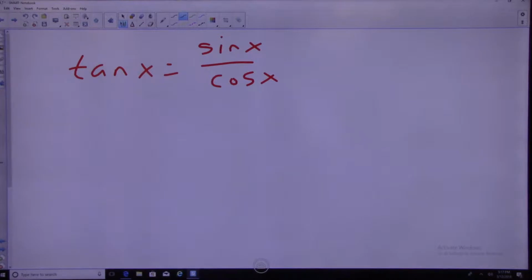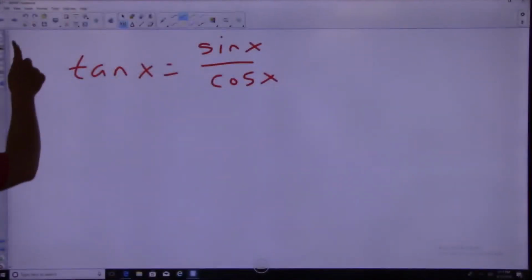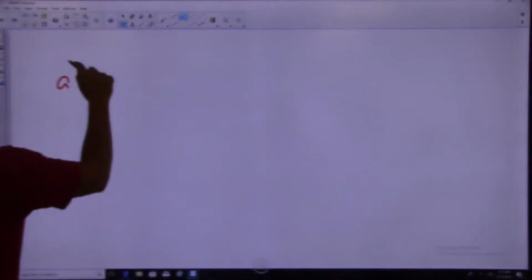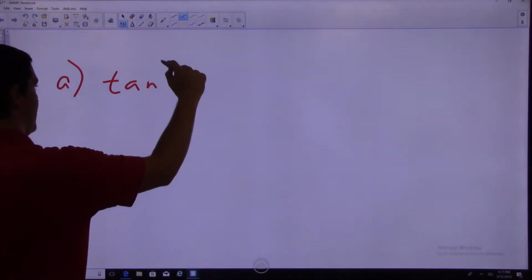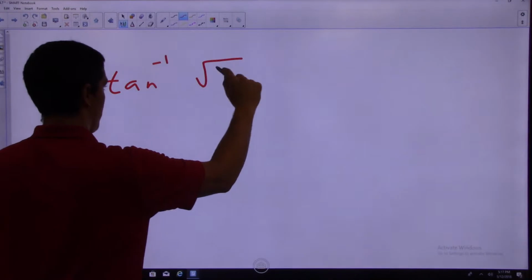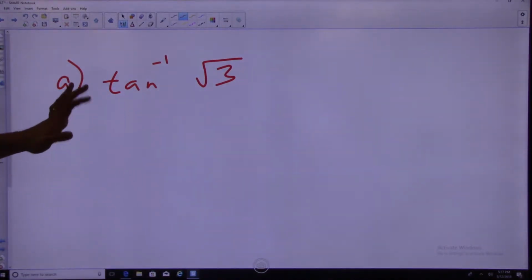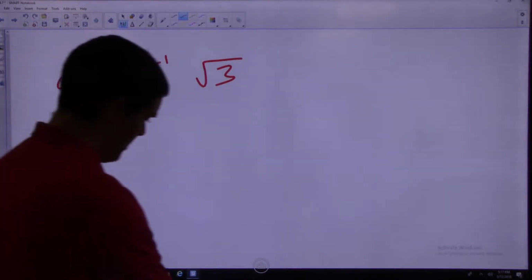All right, so like I mentioned, tangent's a little bit more difficult. So let's go ahead and go through a couple examples here. Let's just start with the inverse tangent of the square root of 3. Now I know that's kind of weird. It's not one of our important values that we talk about, 1/2, square root of 2 over 2, and square root of 3 over 2, but it is derived from those important values.